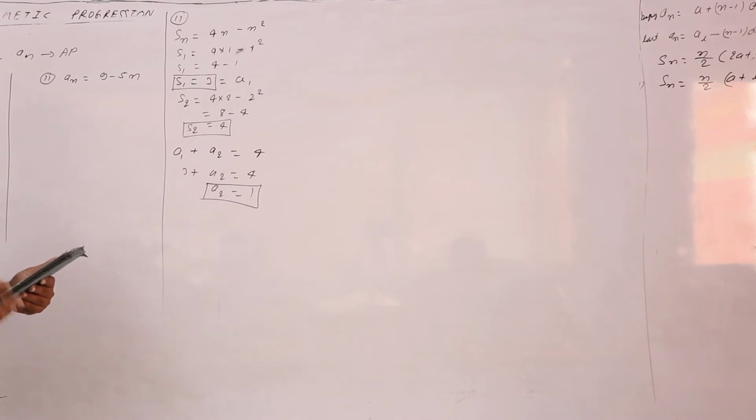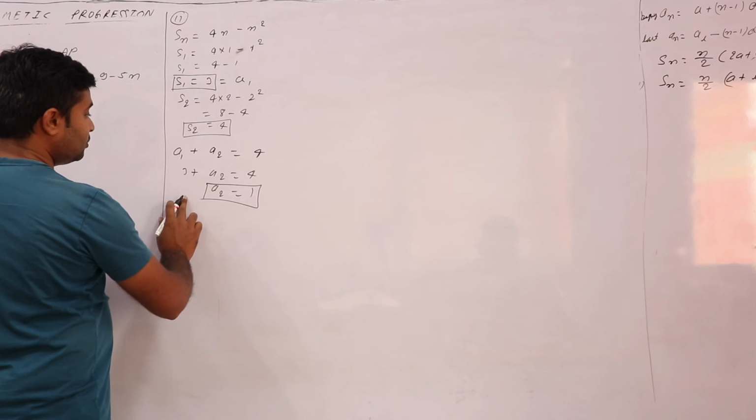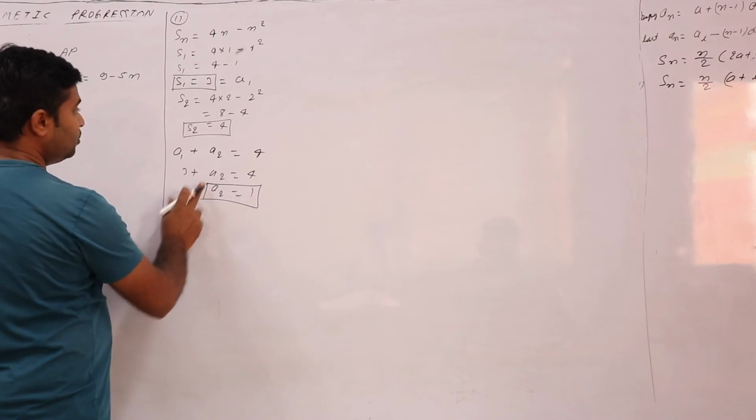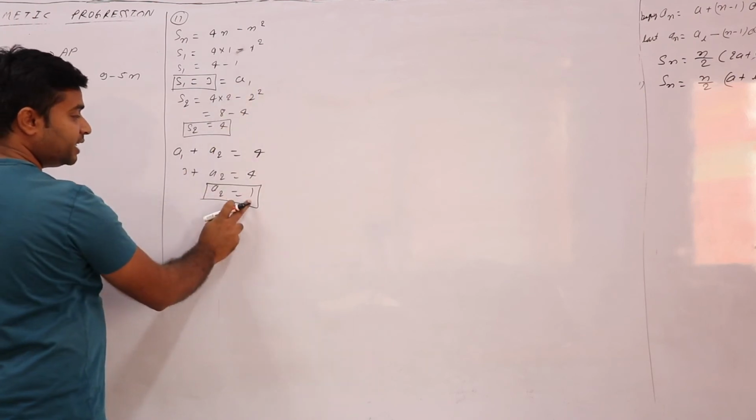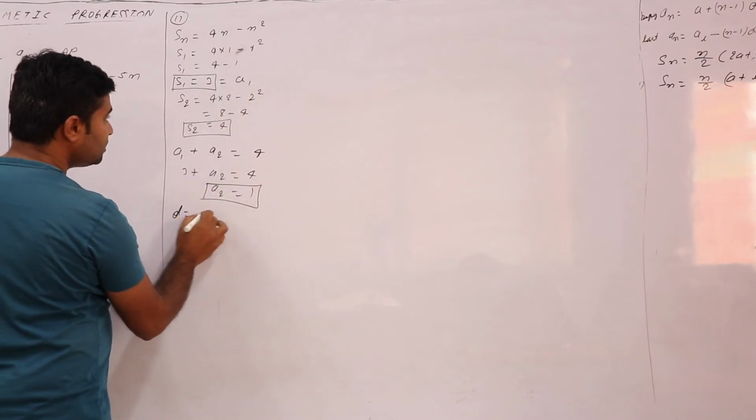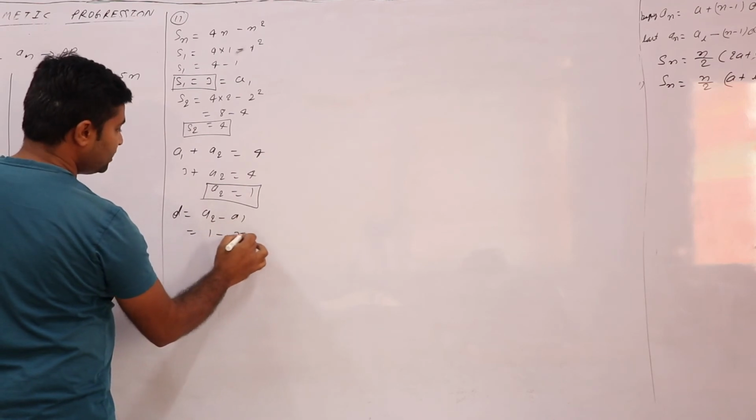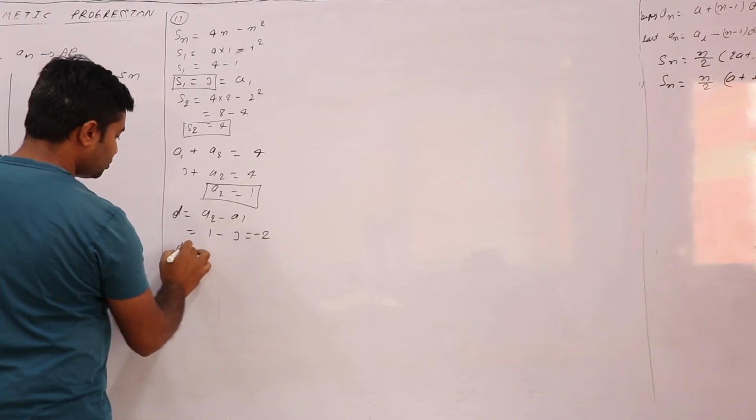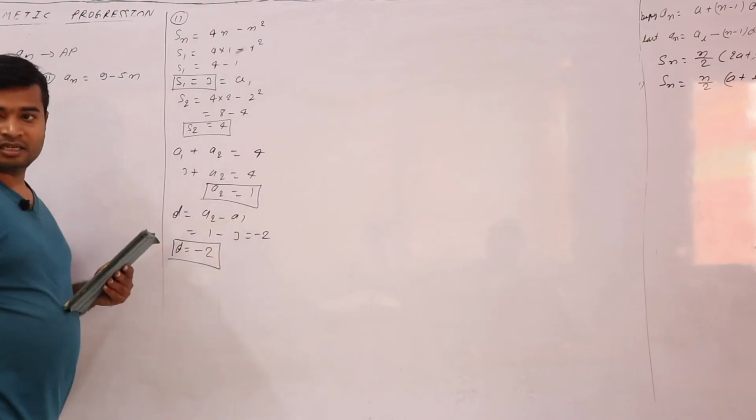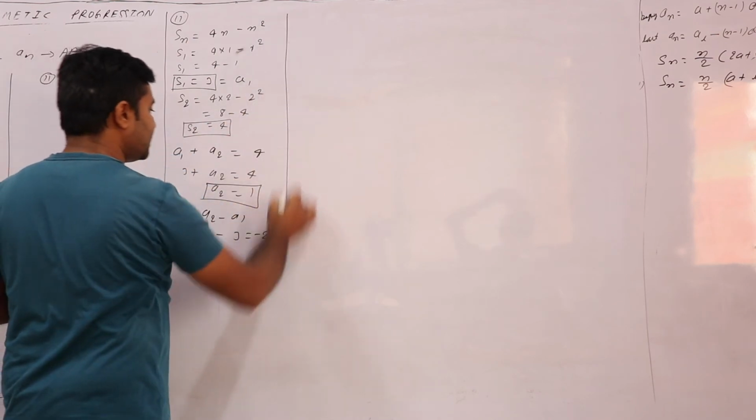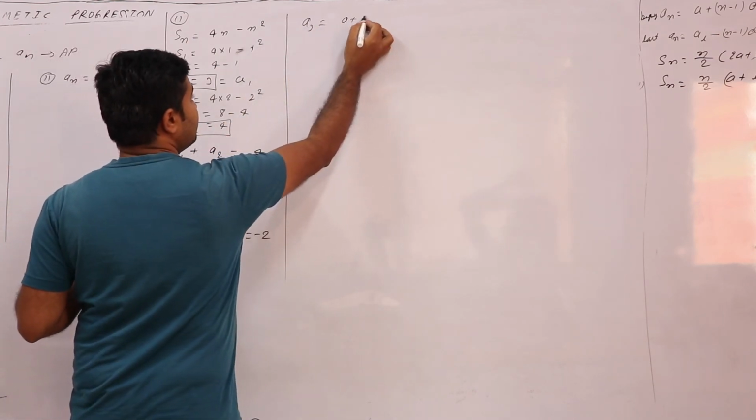Find the third term also. We got the first term and we got the second term. So D is equal to A2 minus A1. A2 is 1 minus 3, which is equal to minus 2. So D is equal to minus 2. Now asking for A3, which means A plus 2D.